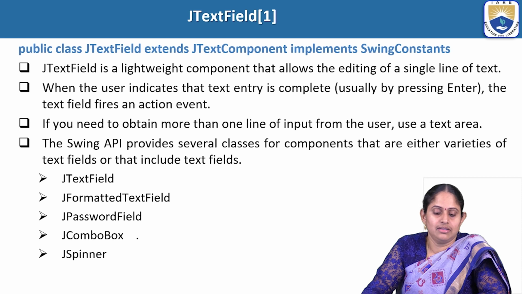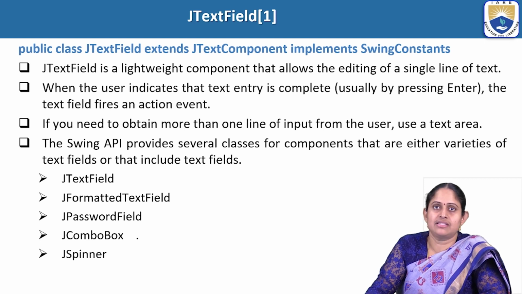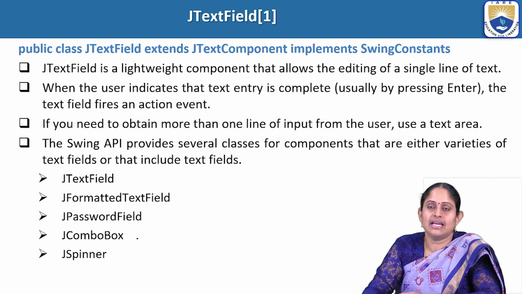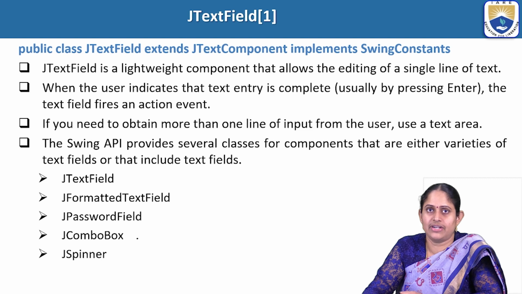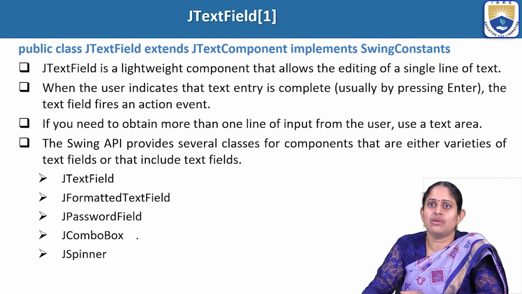The next class which we make use of is the text field. So the text field general form is: public class JTextField extends JTextComponent implements SwingConstants. The JTextField is a lightweight component that allows the editing of a single line of text. When the user indicates that text entry is complete by pressing the enter key, the text field fires an action event. If you need to obtain more than one line of input from the user, we need to use a text area.